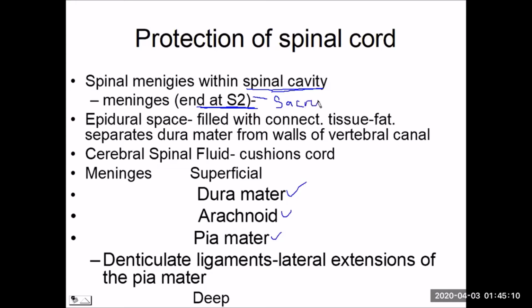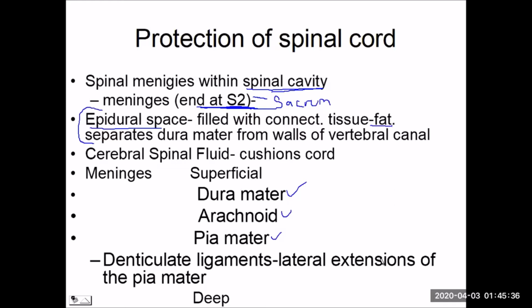And that's what the S2 denotes. So the meninges protect the entire central nervous system and even some areas inferior to the spinal cord. Surrounding the meninges, superficial to that, there's the adipose, the fat tissue of the epidural space. And fat anywhere in the body is always a great cushion.